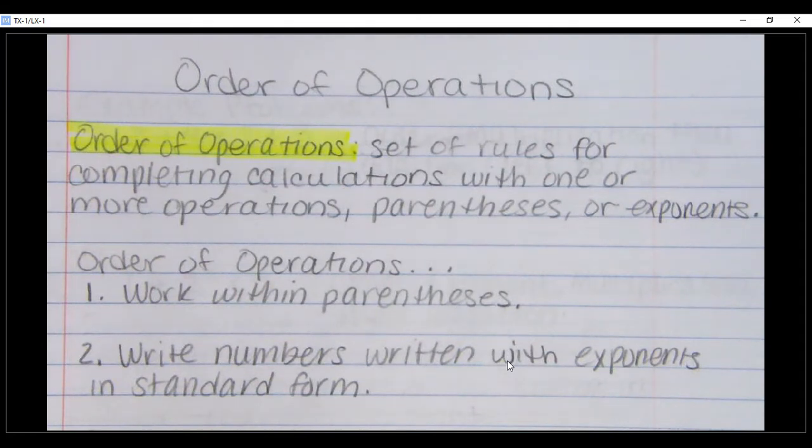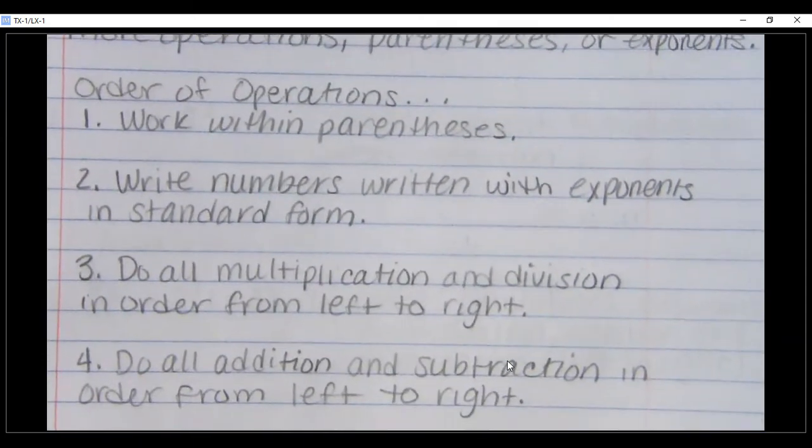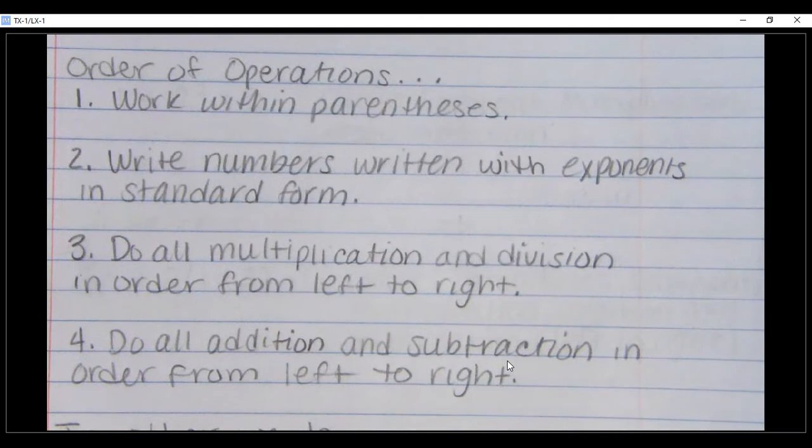If you do not complete a problem in the correct order, you will get the wrong answer, which is why it's going to be very important that we memorize this order and complete the steps as follows. I have it written in 3 different ways on how you can remember that order. The first step is just knowing the basic order, which is first starting within parentheses. So if there's a parentheses within a problem, you always do what's inside those parentheses first.